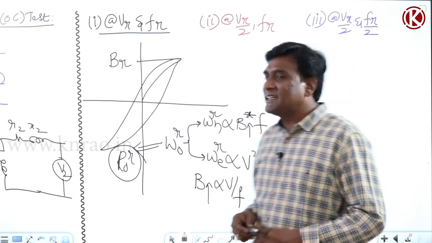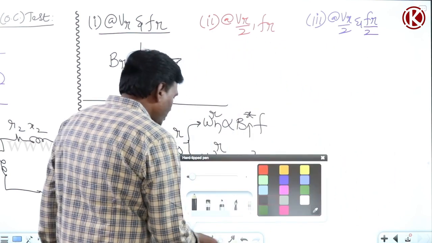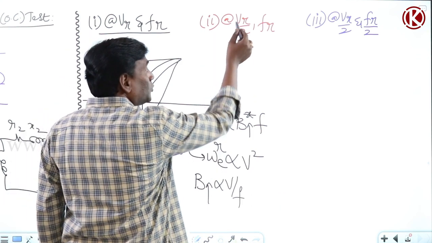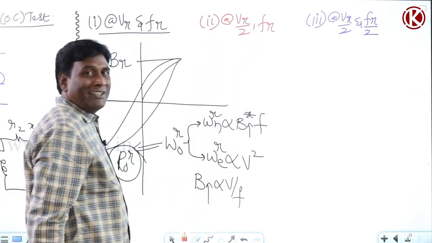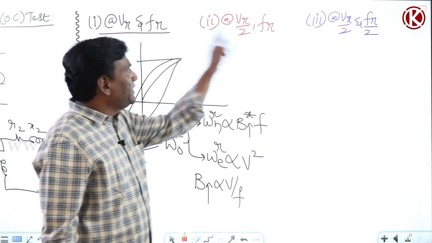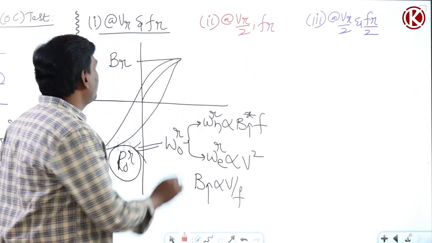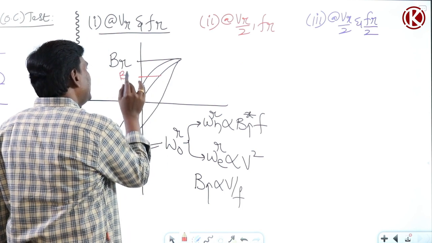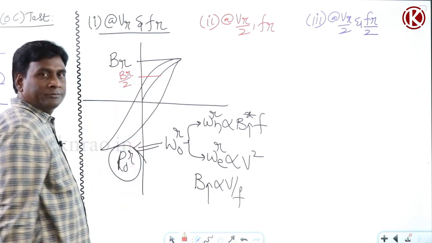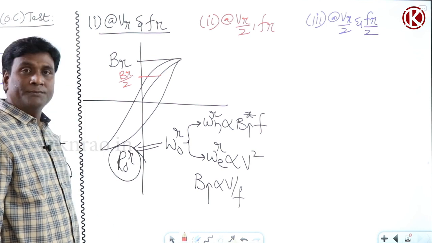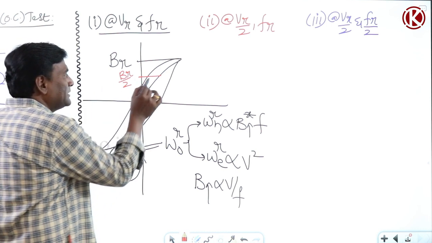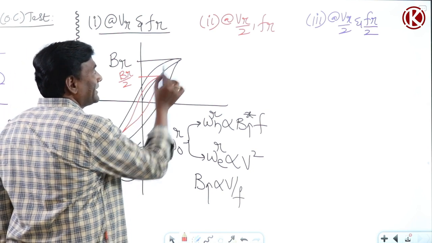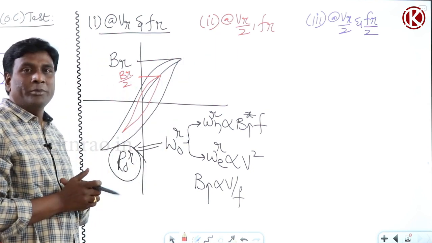Now let us think of the second case. What is my Bmax? Voltage is reduced by half and frequency is rated, so with the V by F ratio, Bmax is going to be half. This is B rated by 2. If this is B rated by 2, let us think of this area. My red hysteresis area is going to be this.